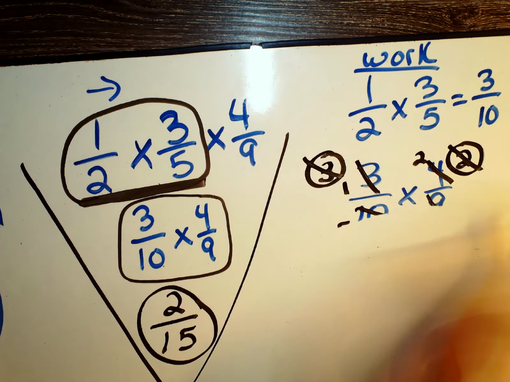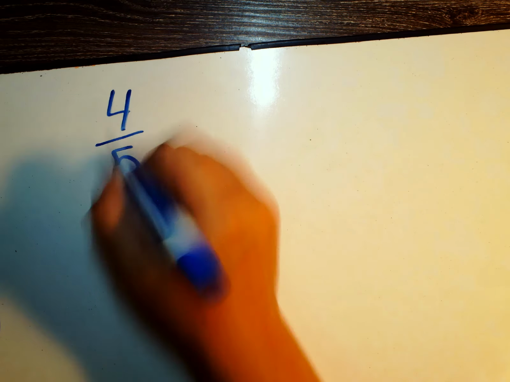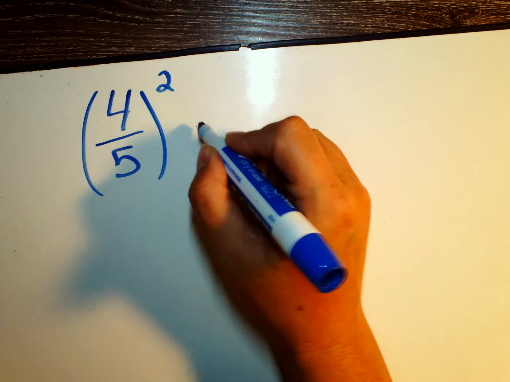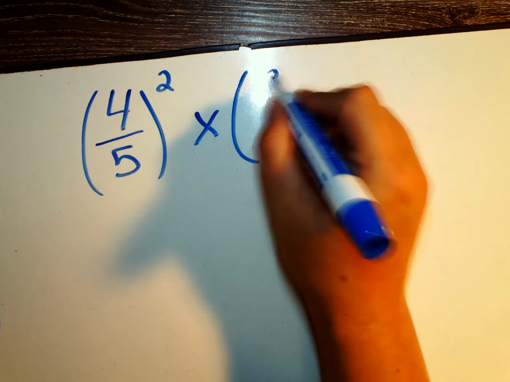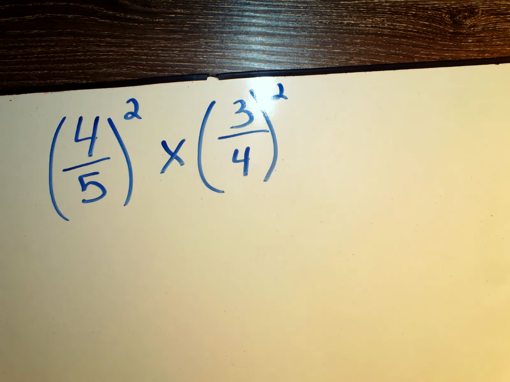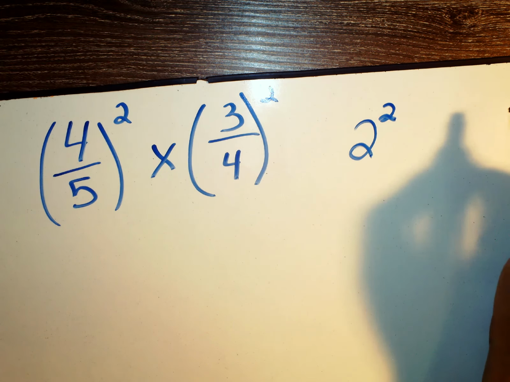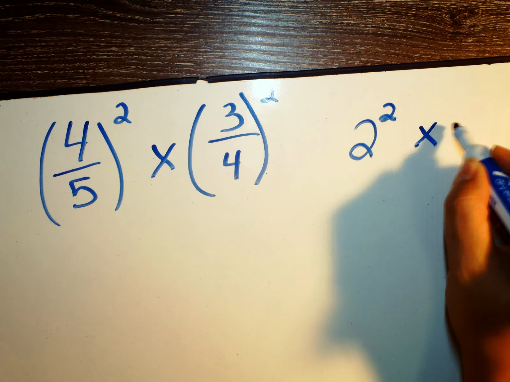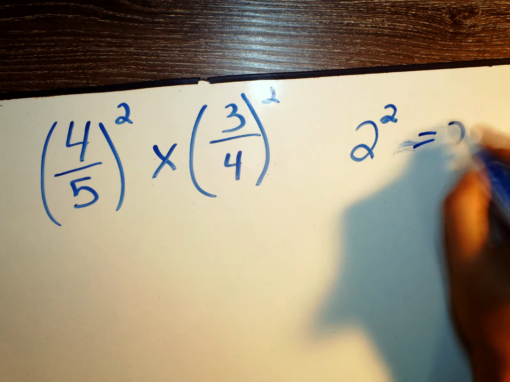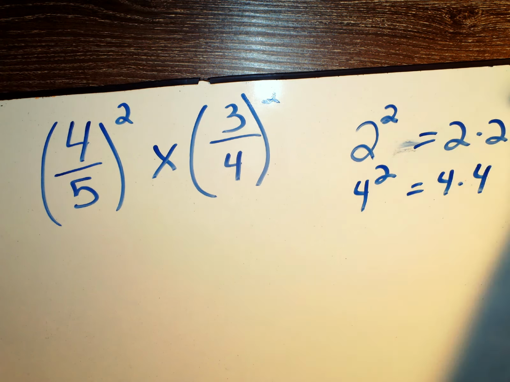We're now going to do another problem. We'll do it all on one slide. And we're going to do 4/5 times 3/4, both squared. Okay, so to let you kind of grasp what's happening here, if I said 2 squared, you would know to say 2 times 2. If I said 4 squared, you know I would be saying 4 times 4.